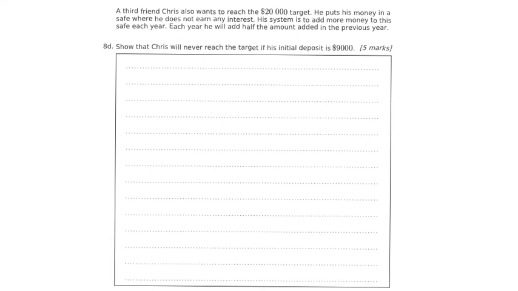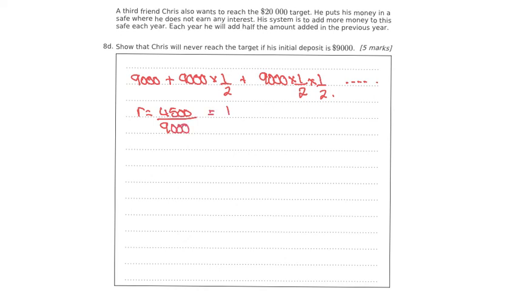So in the first year, he's going to add $9,000. And in the second year, he's going to add 9,000 times a half. In the third year, he's going to add 9,000 times a half times a half, etc. So R is 4,500 over 9,000, which is a half. So you want to find S to infinity and see if that will ever reach 20,000.